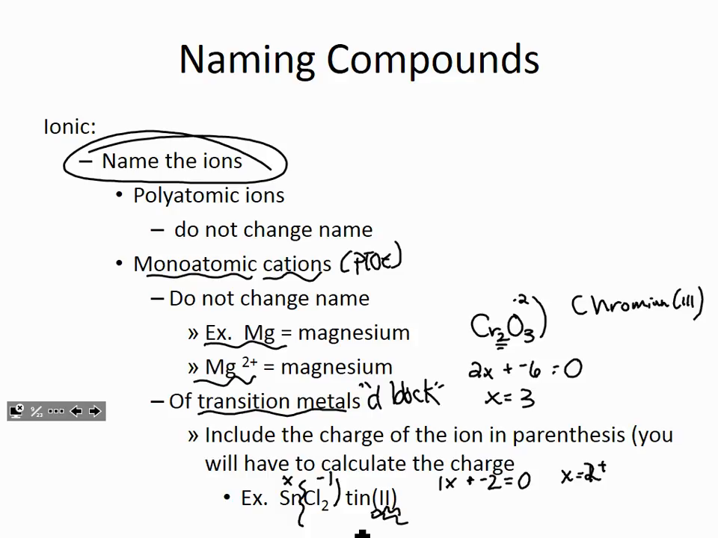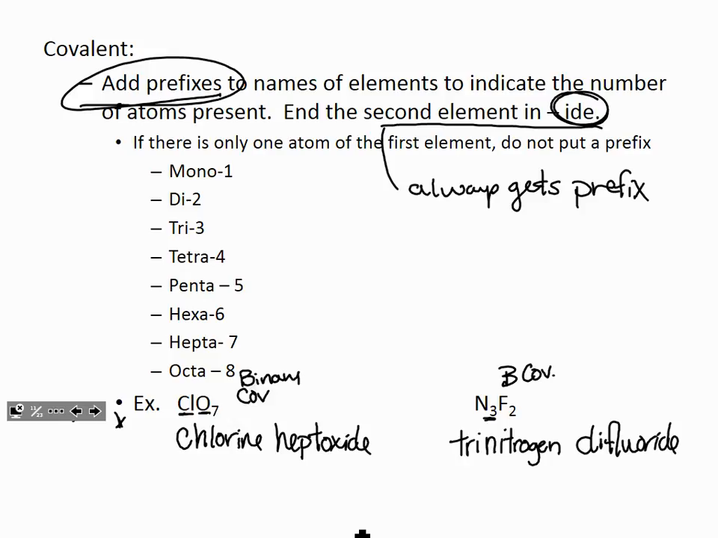Okay, I think it's best if we just get into naming some compounds. Remember that if it's ionic, you name the ions. If it's covalent, we're going to add prefixes. That's it.